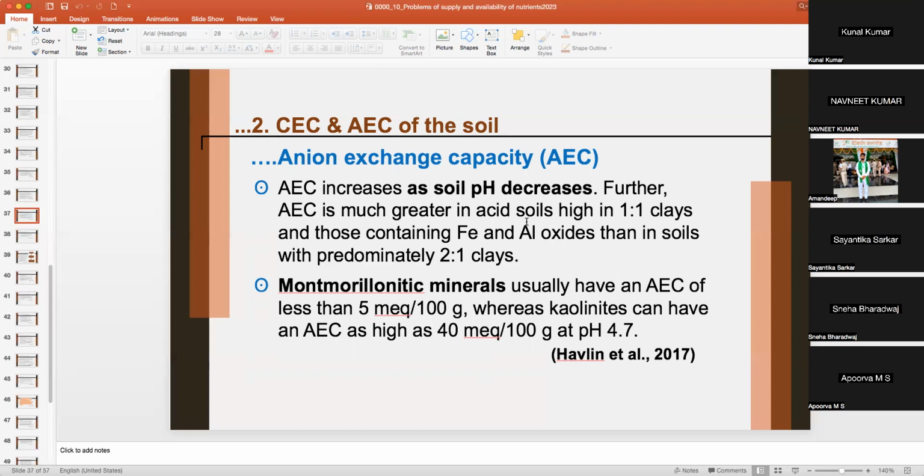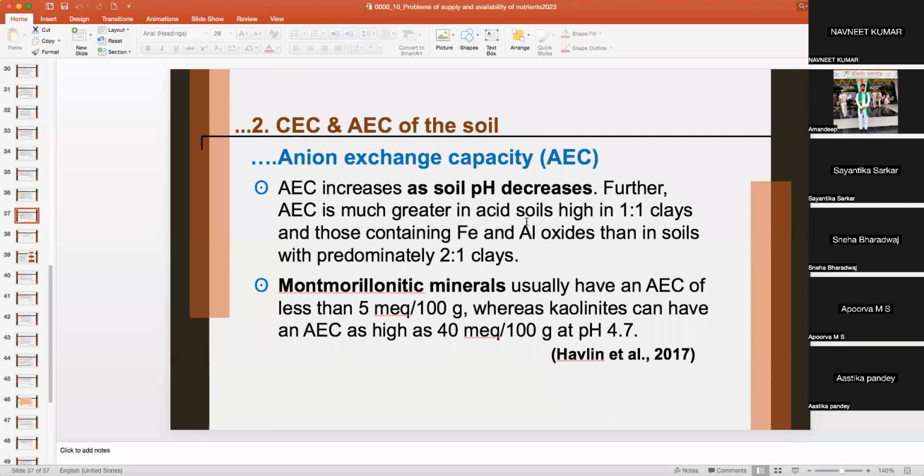Further, AAC is much greater in acid soils, high in 1:1 clays, and those containing iron and aluminum oxides than in soils with predominantly 2:1 clays. Montmorillonitic minerals usually have an AAC of less than 5 milliequivalent per 100 gram, whereas kaolinites can have an AAC as high as 40 milliequivalent per 100 gram at pH 4.7.